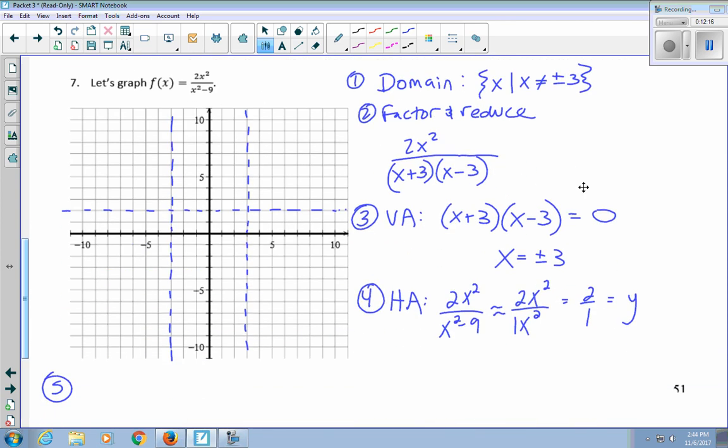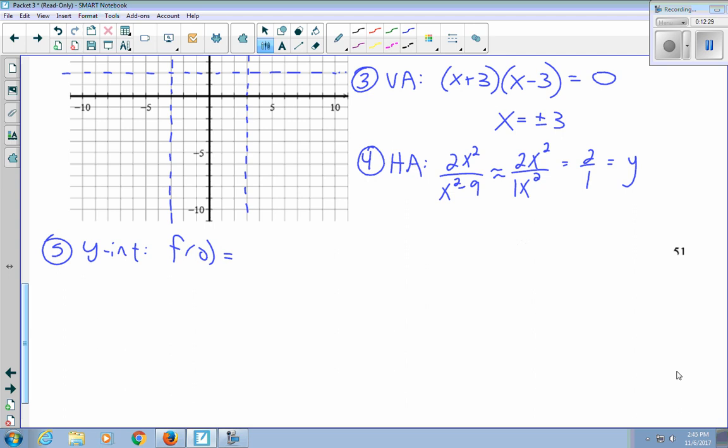F of 0, the y-intercept. That would be 0 over negative 9, which is 0. And then x-intercepts happen when the numerator equals 0. So I've got an x and y intercept at 0, so the origin.